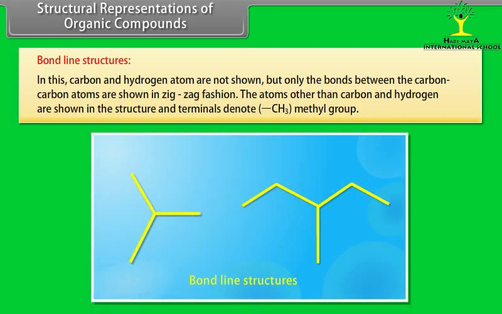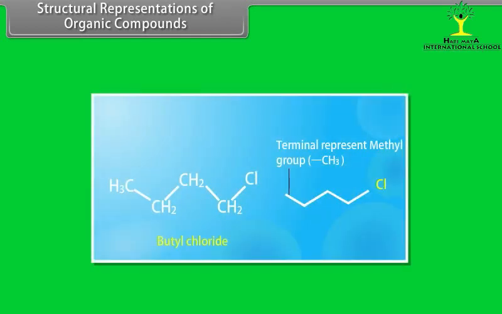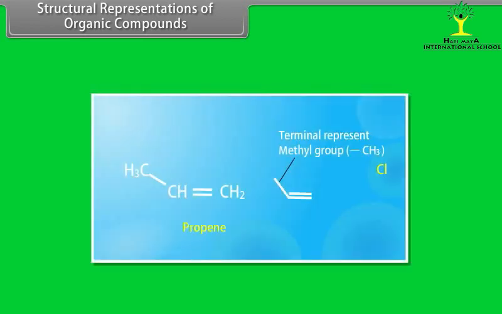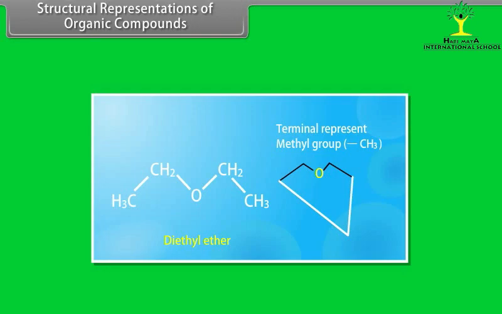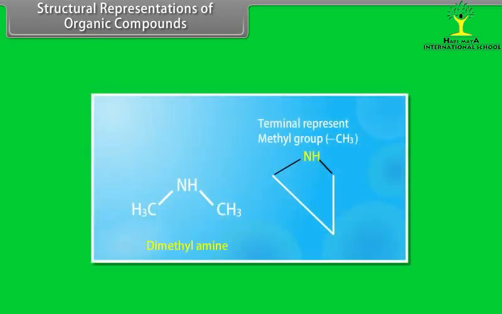Bond line structures. In this, carbon and hydrogen atoms are not shown, but only the bonds between the carbon-carbon atoms are shown in zigzag fashion. The atoms other than carbon and hydrogen are shown in the structure, and the terminals denote methyl group. For example, butyl chloride, propene, cyclohexane, diethyl ether, dimethylamine.